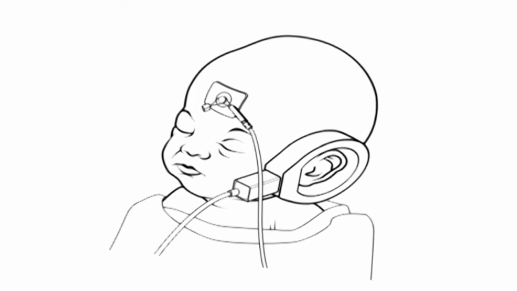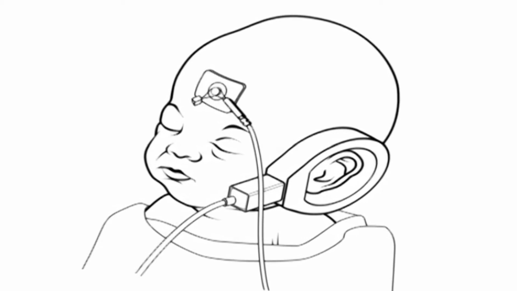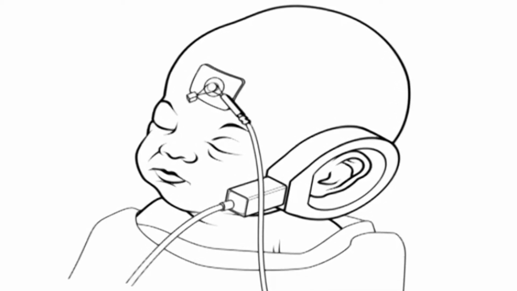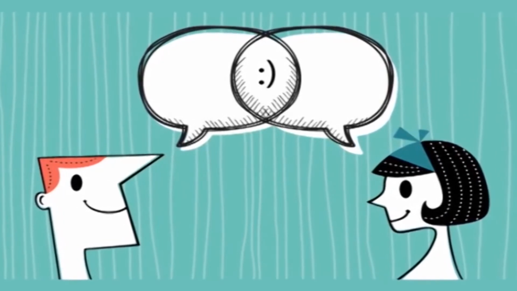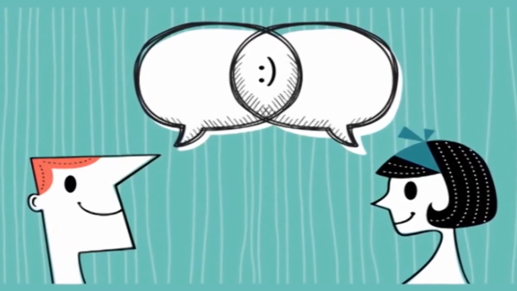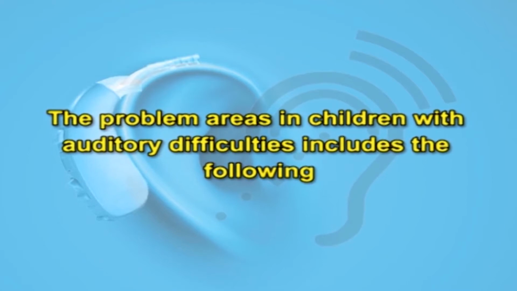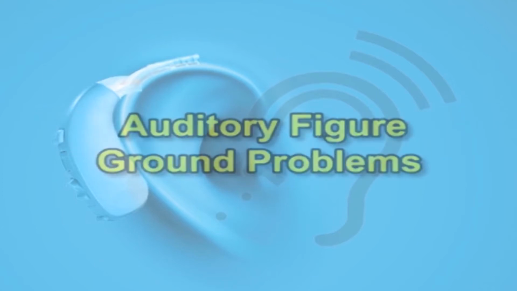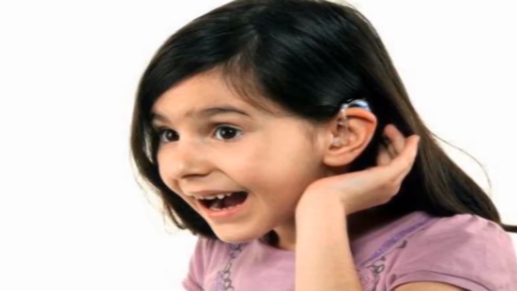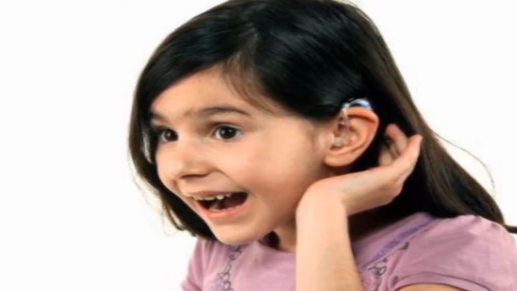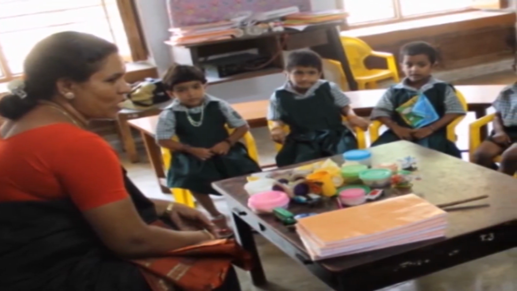Persons with a prelingual hearing loss, that is present at birth or occurring before the acquisition of language and development of speech patterns, are more functionally disabled than those who have some degree of hearing after the development of language and speech. The problems arising in children with auditory difficulties include the following: auditory figure ground problems, that is, children with auditory difficulties cannot pay attention if there is noise in the background. Very noisy, poorly structured classrooms could be very frustrating.